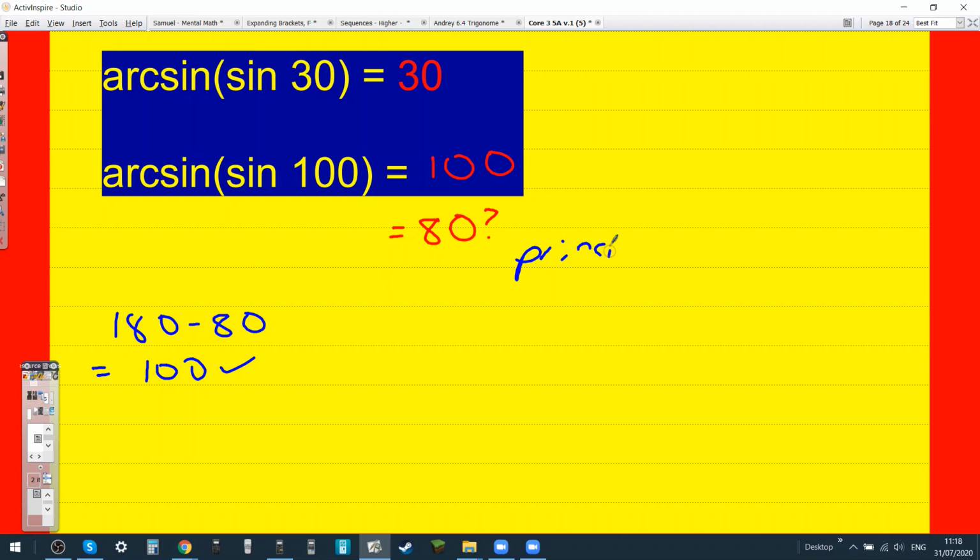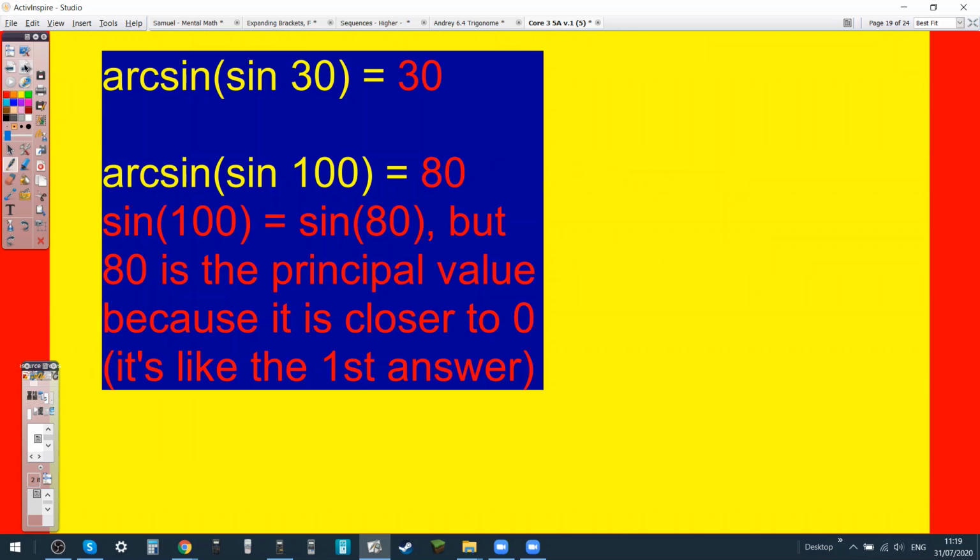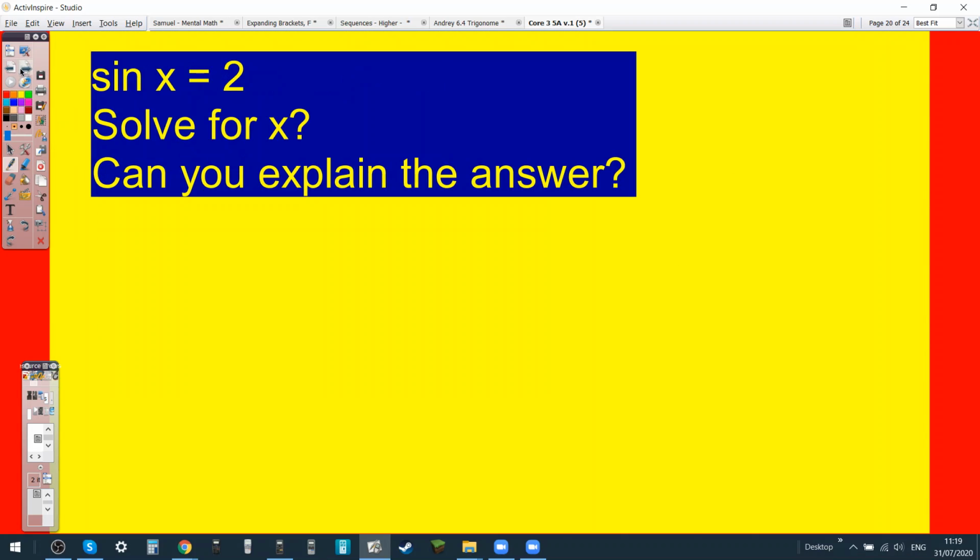So this one is the principal value. And then this one is like the second answer, let me call it. And just watch out for that. Sometimes you get an answer and you think, where did that come from? It's because the calculator is automatically giving you the principal value, not necessarily the one you're expecting. Is that right here? 80 is the principal value because it's closer to 0.